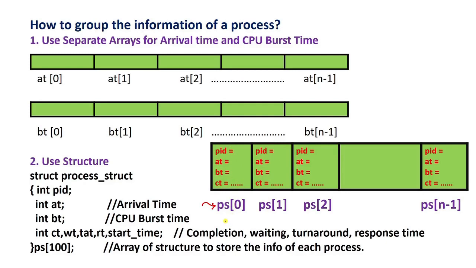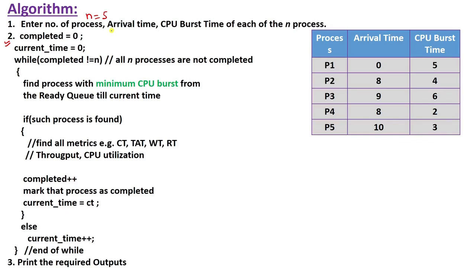So you know how we can access the information inside the structure. If we want to access this BT, we can say PS0.BT. This will give me this BT. The same way I can access any information, or I can store any information, by accessing these structure variables. Now we have seen how we can group the information of the various processes using the structure. Now we will see how we can scan the arrival time and the CPU burst time.